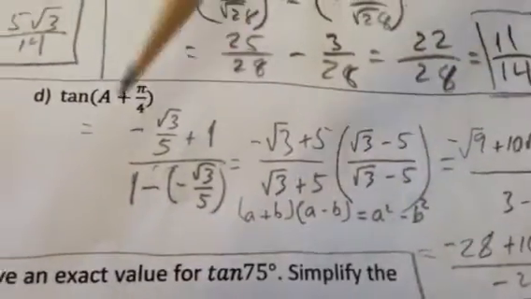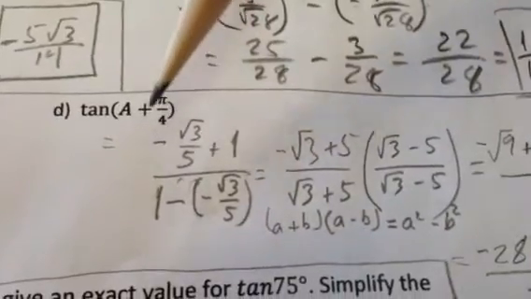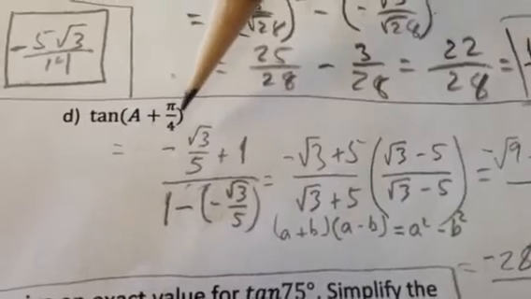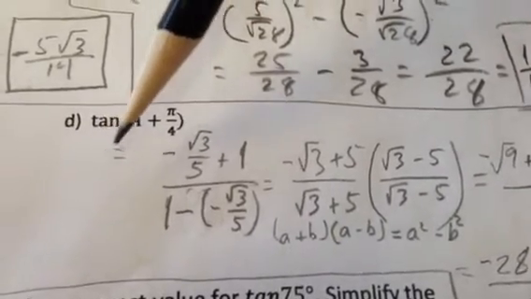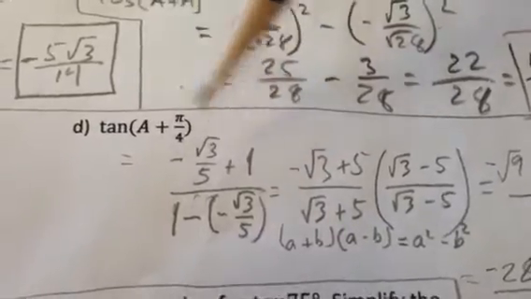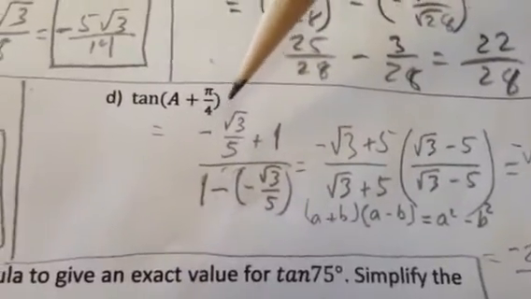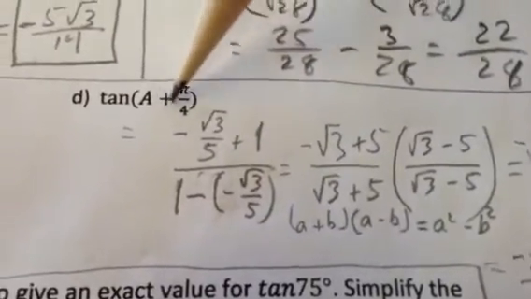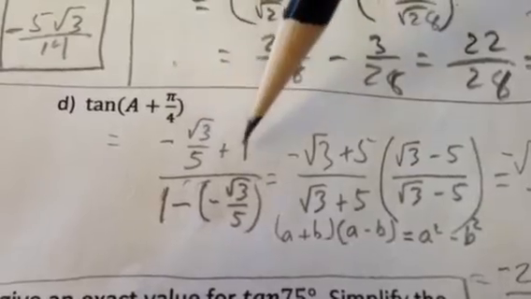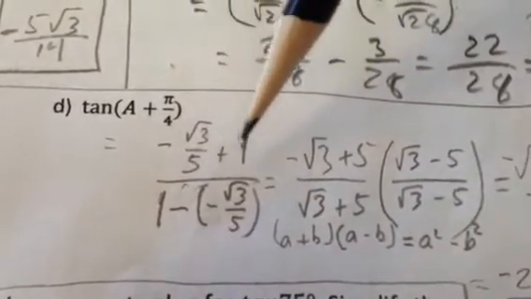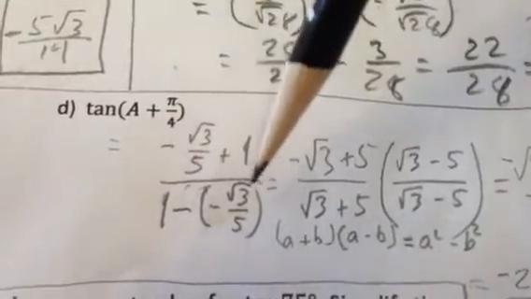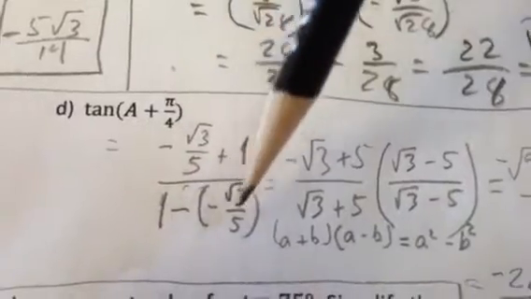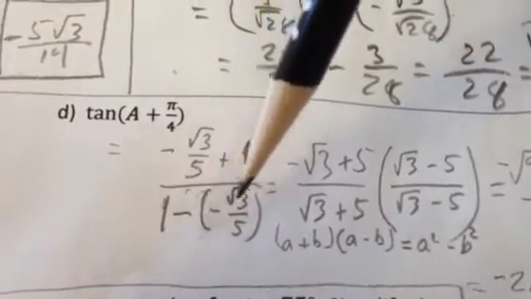The next problem, last problem, again, I'm going to shortcut a little bit just due to time and space, but this is using the angle addition formula for tangent, which is tangent A plus tangent B over 1 minus tangent A times tangent B. So when you look at that formula, hope you've got it somewhere written down to compare, but this is how it will set up. Tangent of A is negative root 3 over 5, and tangent of pi over 4 is just 1. So negative root 3 over 5 plus 1 over, and then we have 1 minus the product of those two tangents, which of course one of them is just 1. So it's 1 minus negative root 3 over 5, which of course is 1 plus root 3 over 5.